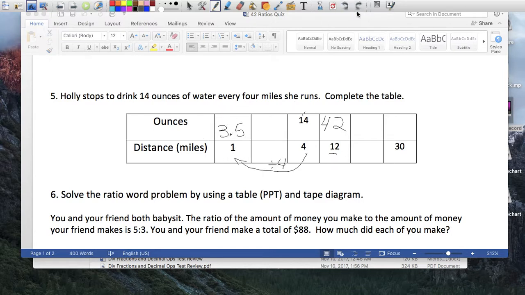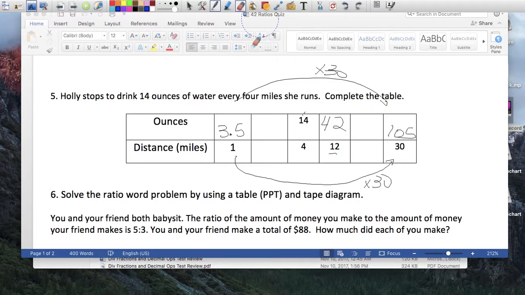So now that I have the unit rate, how easy is this to go to 30? Times 30, and on top, we just times 30. So 30 times 3.5 is simply 105. Now, when you have the unit rate, life is much simpler.